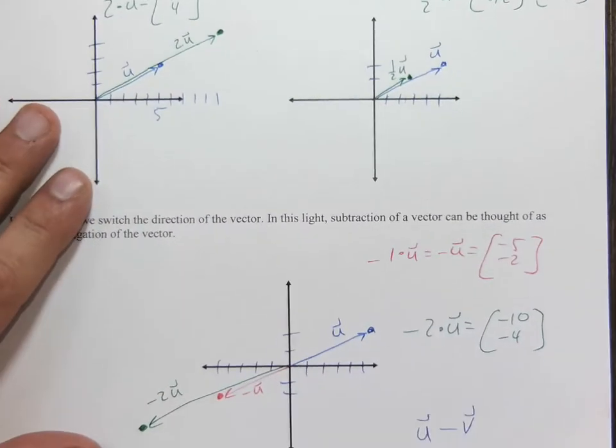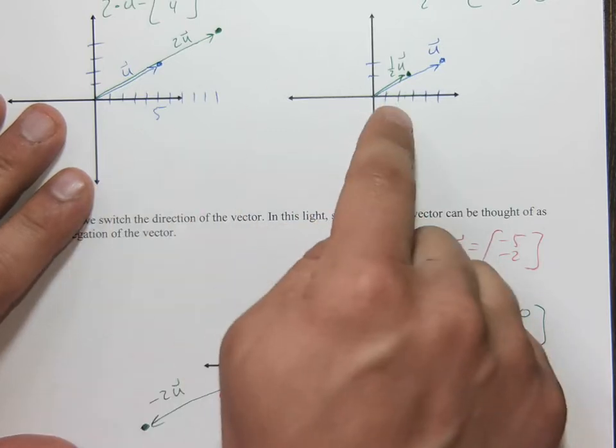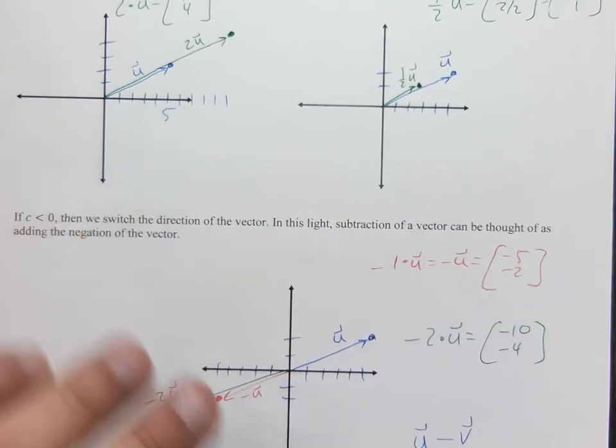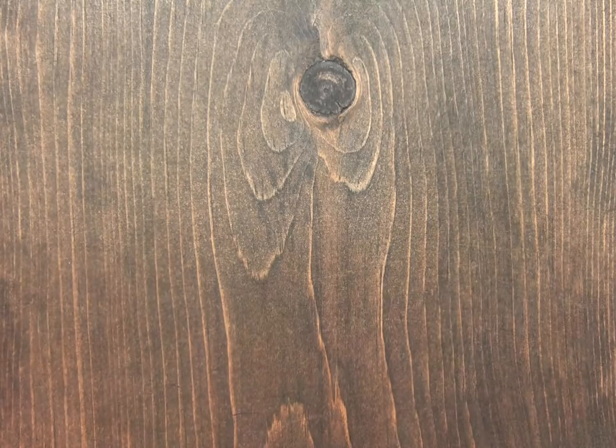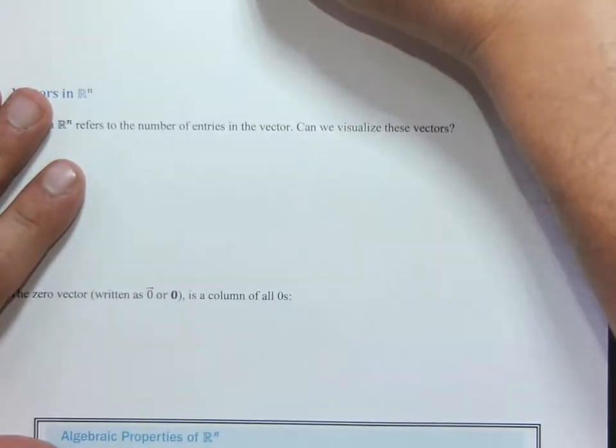So all of this can be extended to higher dimensions. Everything we've done so far on these pages is all in R2, right? It's two-dimensional. It's easy to draw in R2. We know how to do that. We can extend all this stuff to vectors in higher dimensions.